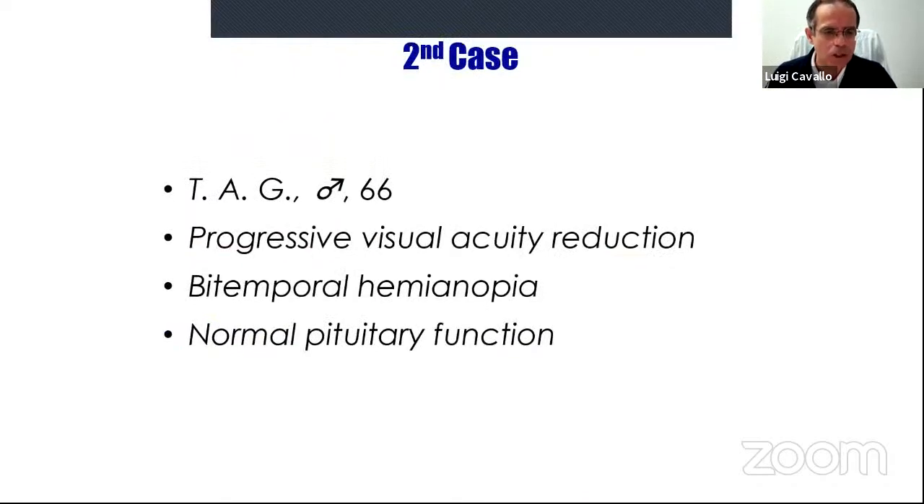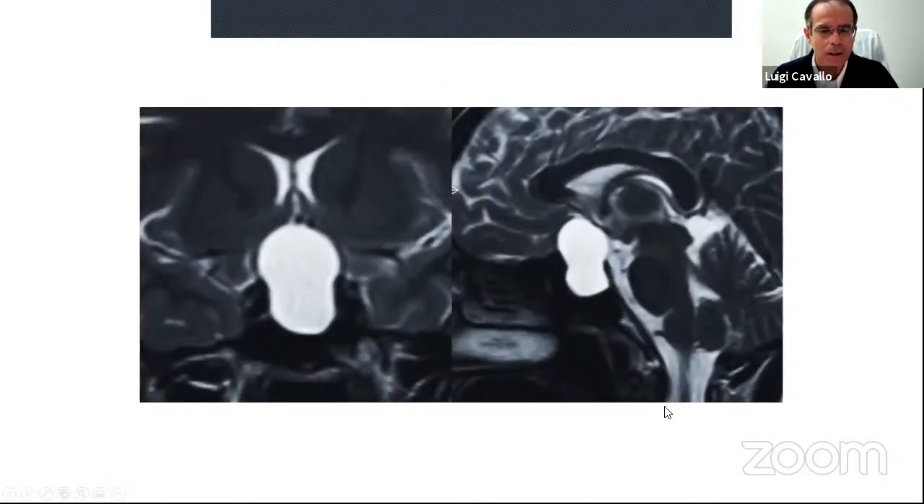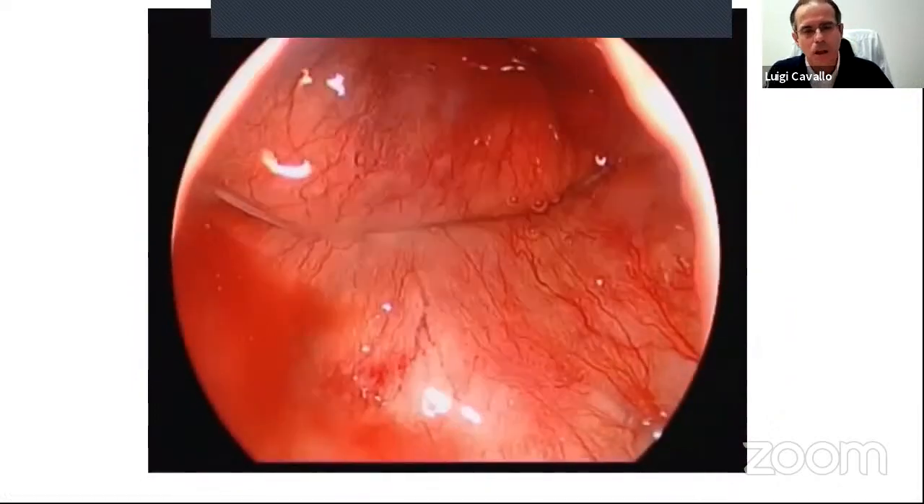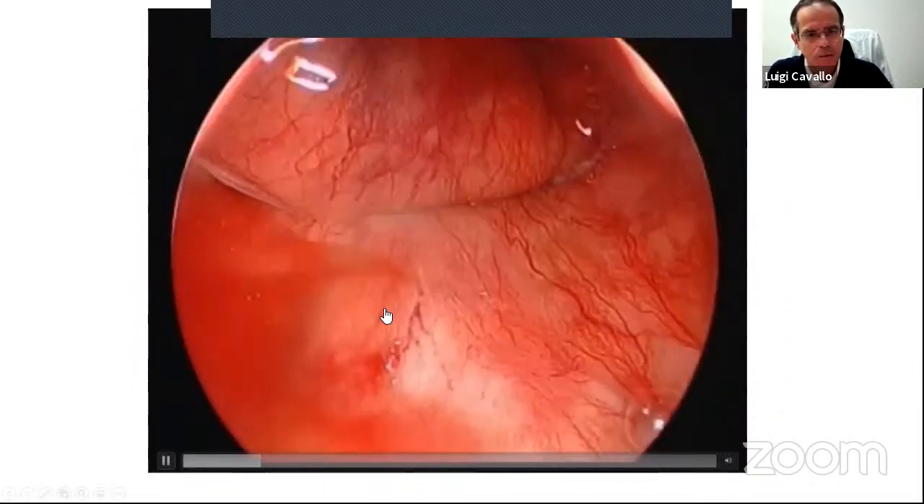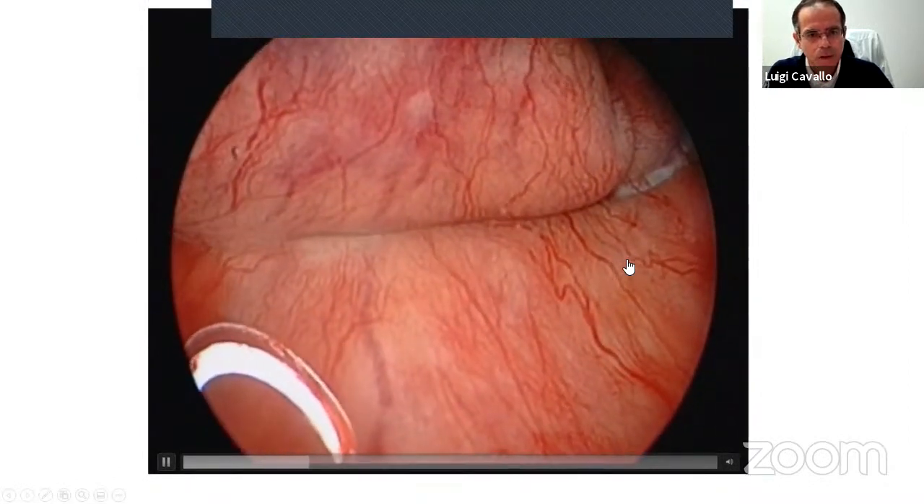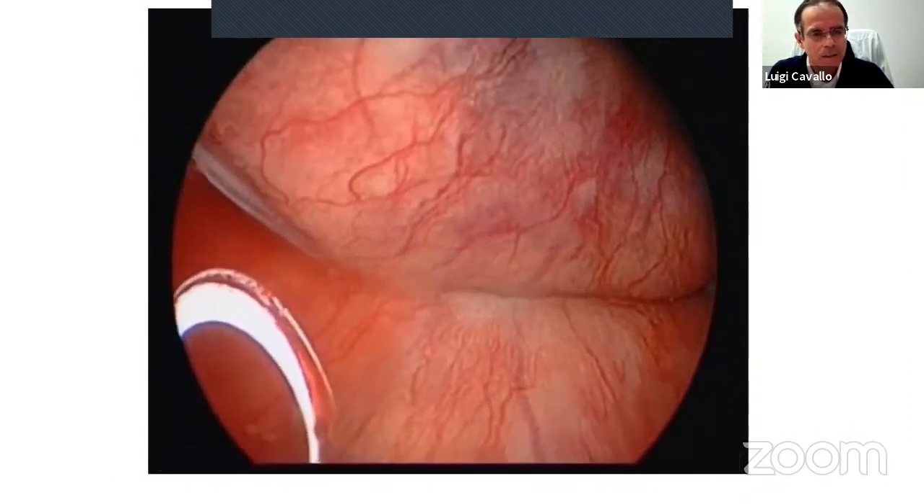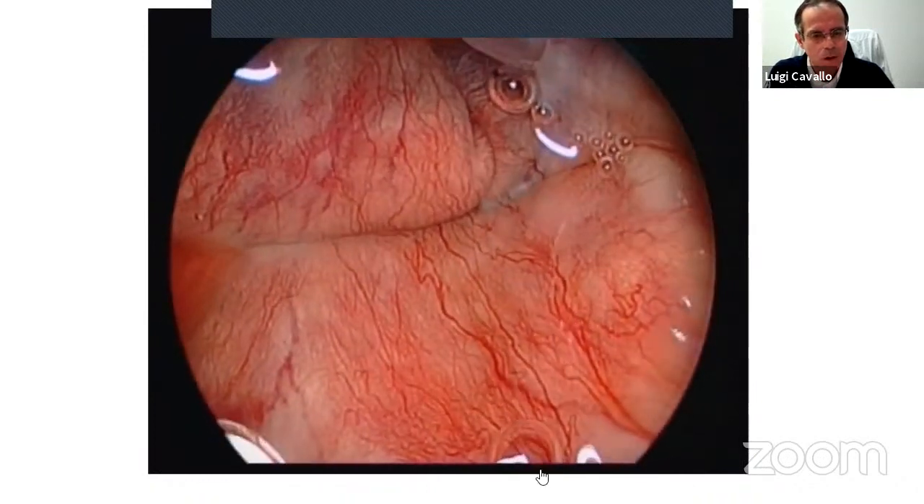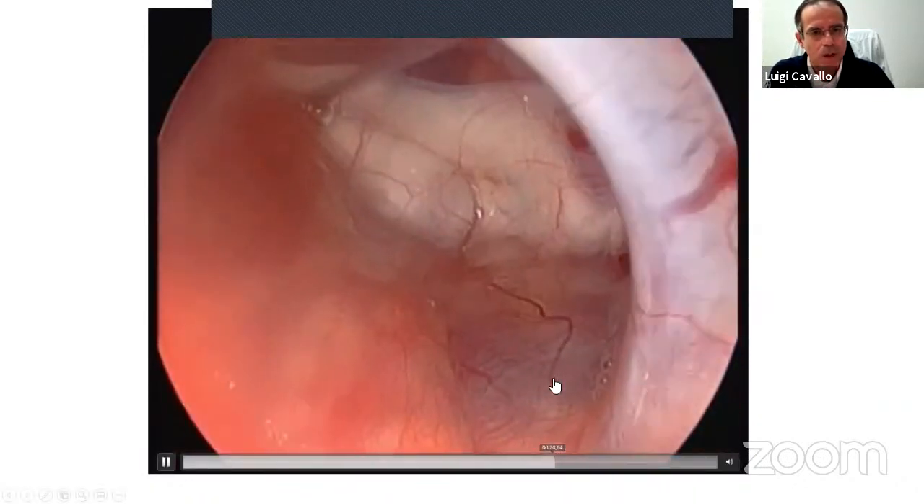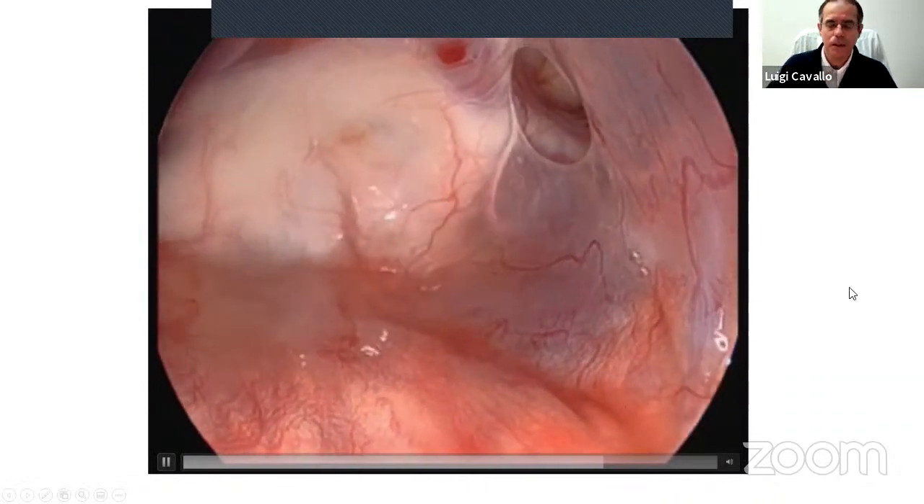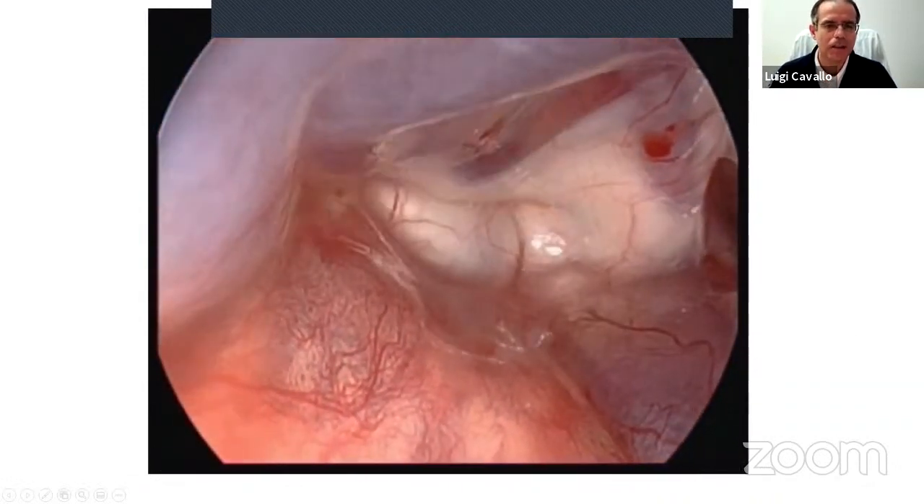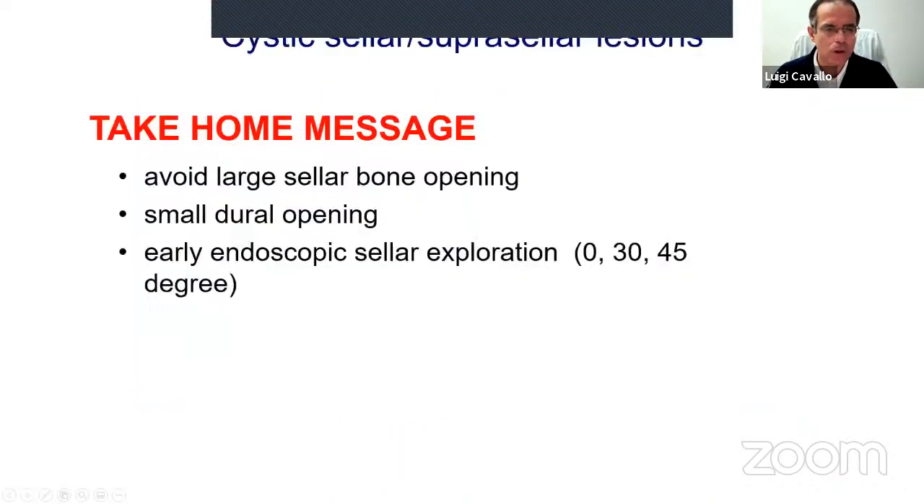But different is the situation when you have a case like this one. This seems to be very easy. This is a common intra-suprasellar arachnoid cyst. But you see, when you explore this cavity after opening of the dura, you see that the CSF doesn't stop coming. And this is because the cyst is communicating with the subarachnoid space. So when you have a situation like this one, you have absolutely to close properly this cavity because the risk of a CSF leak is quite high.